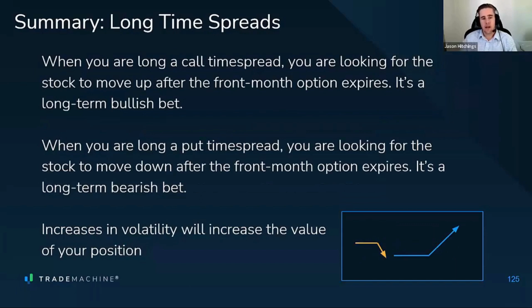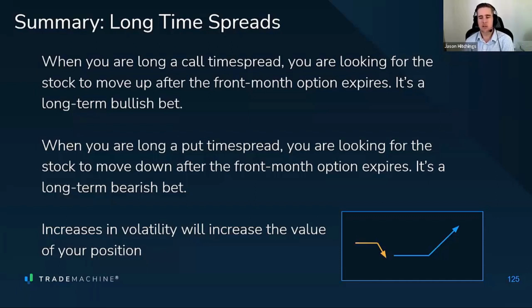With a long time spread, if you're long the call time spread, then it's still long-term a bullish position, but you want the stock to move in your direction after the front month option expires. If you're rolling that front month option a lot, then you're okay with relatively flat movement. Stock doesn't really need to move in your direction. You don't want it to move a long ways against you.